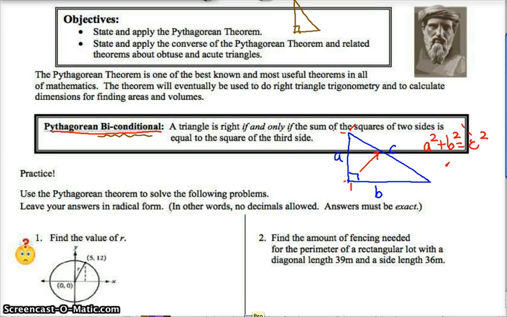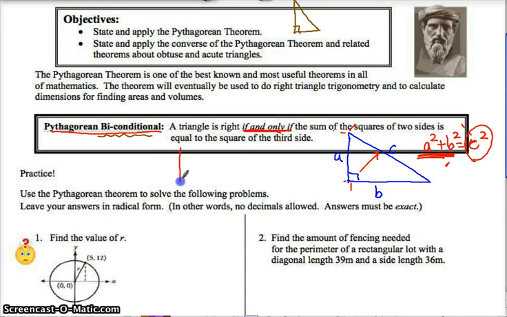It says, a triangle is right if and only if the sum of the squares of two sides, so here's the sum of the squares of two sides, is equal to the square of the third side. And the third side has to be the hypotenuse. So the sum of the squares of the two legs of a right triangle must equal the hypotenuse squared. So it's biconditional, which means if I know this is a right triangle, then that should be true.